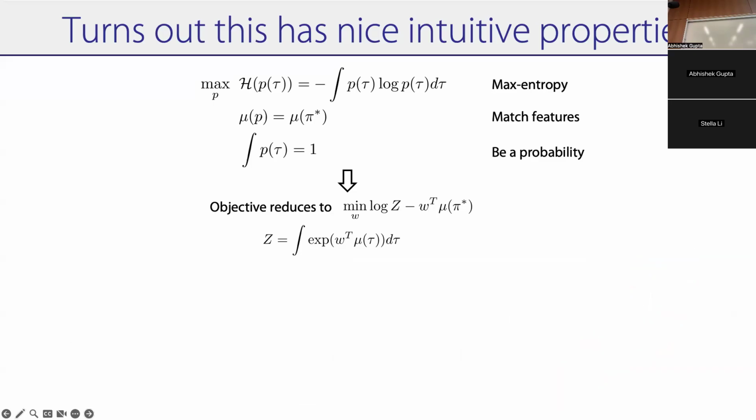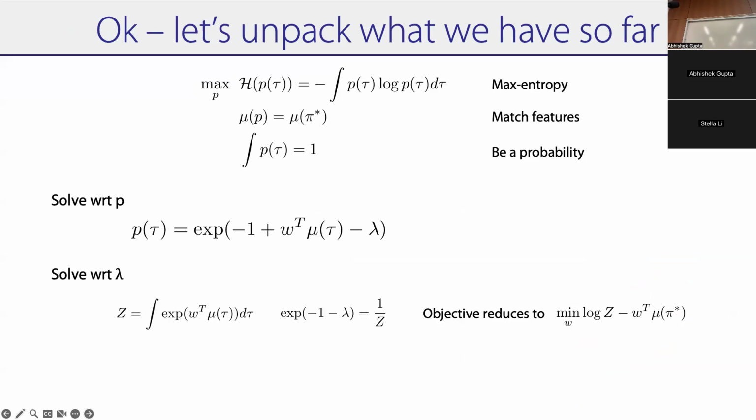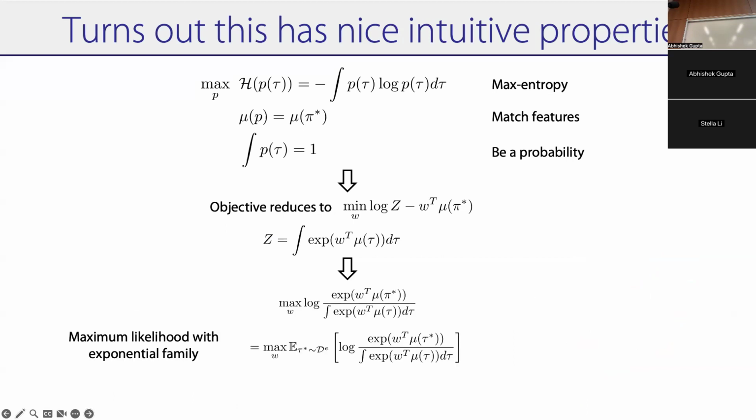So in terms of steps, we started with that objective. We solved for P. We solved for lambda. We got that objective. You do a little bit of manipulation with this objective and you come to this nice formulation. This nice formulation is just maximum likelihood, where your trajectory likelihood is proportional to your exponentiated reward. That's it. Everyone with me? It doesn't matter if you got the algebra. Skip it. You never have to do it again. That's it.